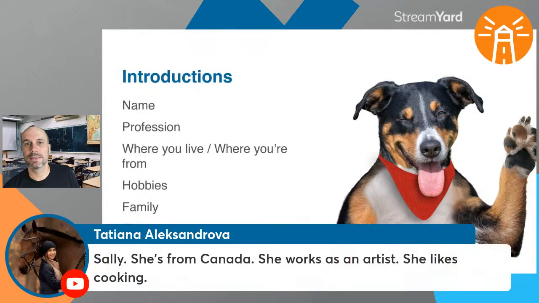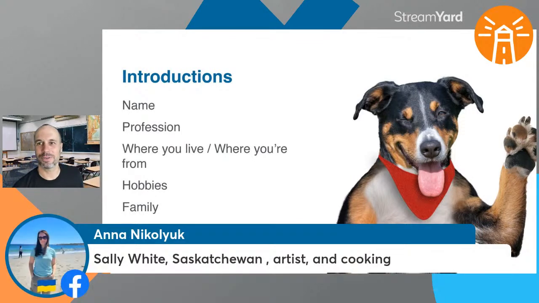Easy peasy. Sally, she's from Canada. She works as an artist and she likes cooking. Perfect. Canada, can you be a little more specific, Tatiana? Where in Canada, Nova Scotia, or somewhere else? That's a hard one to spell, and it's a hard word if you're new here. Very good, Anna. You got it. So, Sally White, Saskatchewan, artist, and cooking. That's it. Exactly. You guys are great.